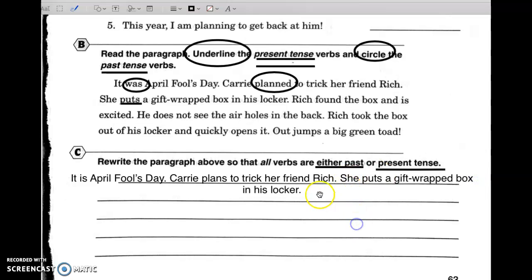You would continue through the rest of the paragraph, writing down each sentence word for word, just changing the verbs to either all past tense or all present tense, whichever you prefer.